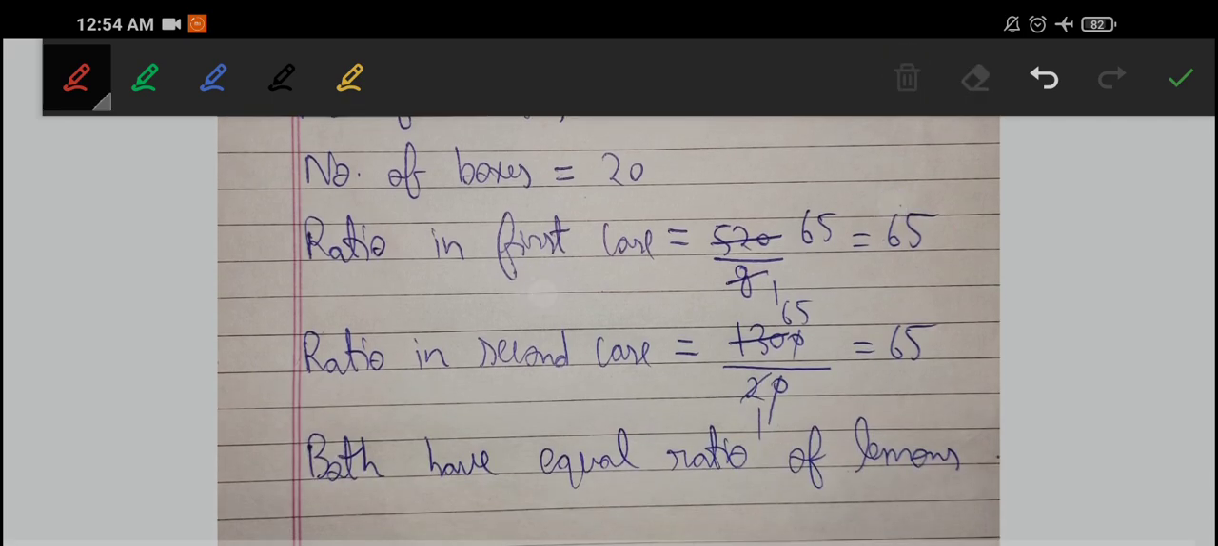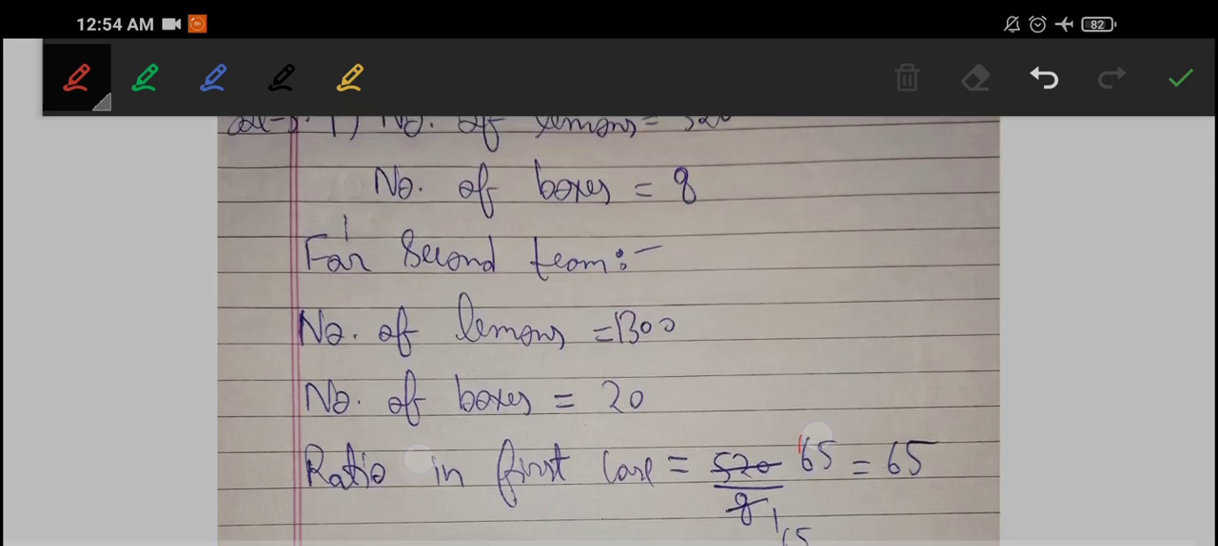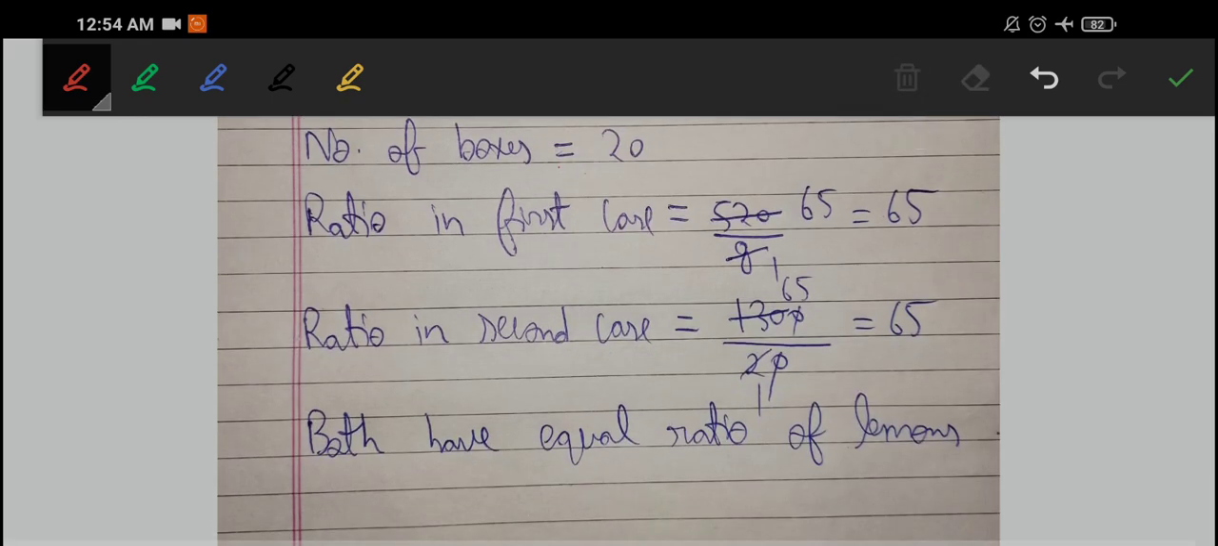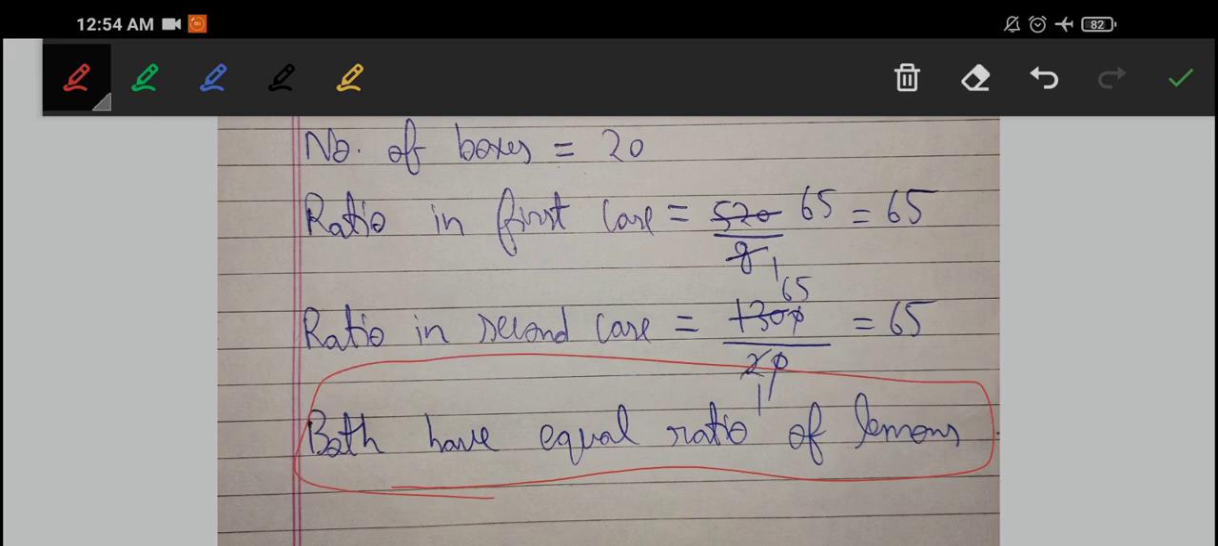And now students, we'll find the ratio in the second case. So in the second case we have 1300 lemons and boxes are equal to 20. So we will find the ratio here also, 1300 upon 20. On cancelling we will get 65 here. So in both the cases we are getting 65 and 65 as the answers. So both have equal ratio of lemons. Okay, so this is the final answer.